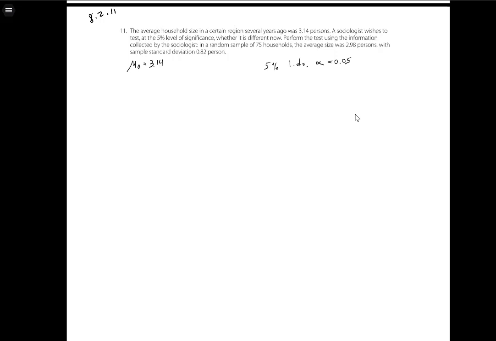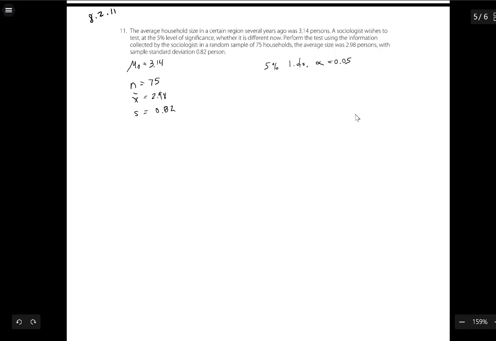Perform the test using the information collected by the sociologist, a random sample of 75 households. So we're going to compare the null hypothesis that the average household size is 3.14 persons with this sample that had a sample size of 75. From that sample, x bar equals 2.98, and the sample standard deviation is 0.82.